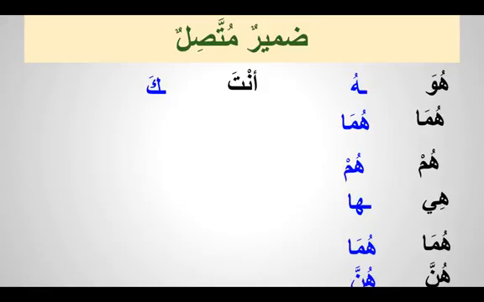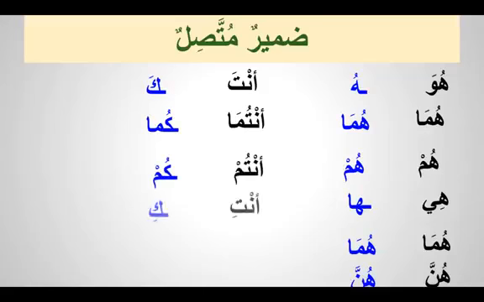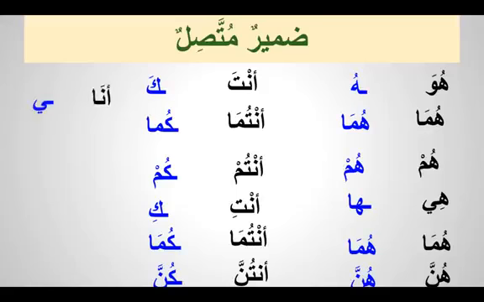The pattern becomes ka kuma kum, ki kuma kunna, ya na. So anta becomes ka, antuma becomes kuma, antum becomes kum, anti becomes ki, antuma becomes kuma, antunna becomes kunna, ana becomes ya, which is called ya mutakallim, and nahnu becomes na with the mad alif.